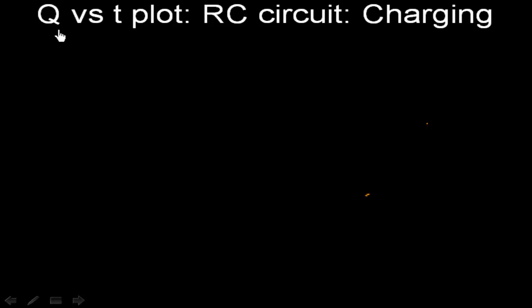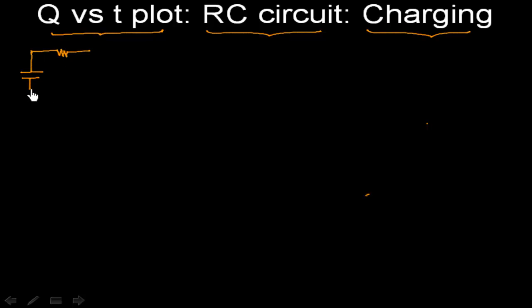Let us discuss Q versus T plot in RC circuits, and we will discuss the case of charging. So we have an RC circuit that contains a resistor and a capacitor with a battery. So this is R, this is C, and this is EMF, that is I. So we have to find Q.